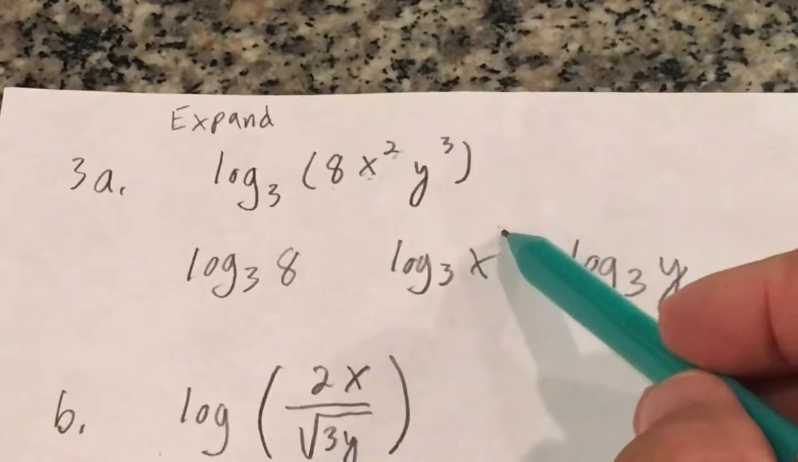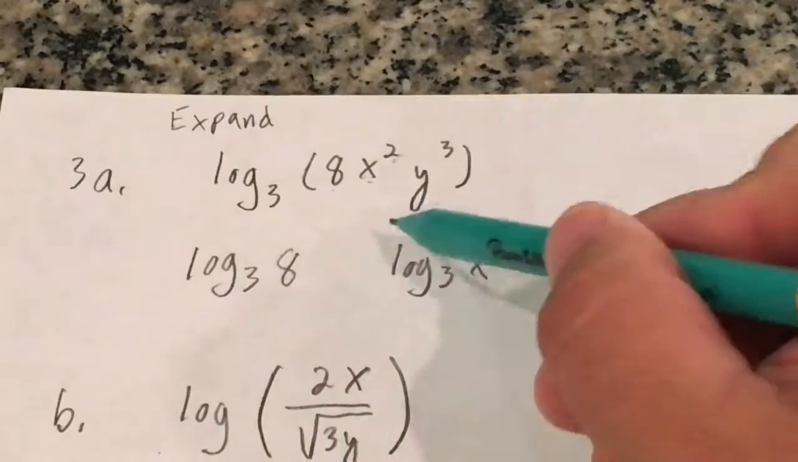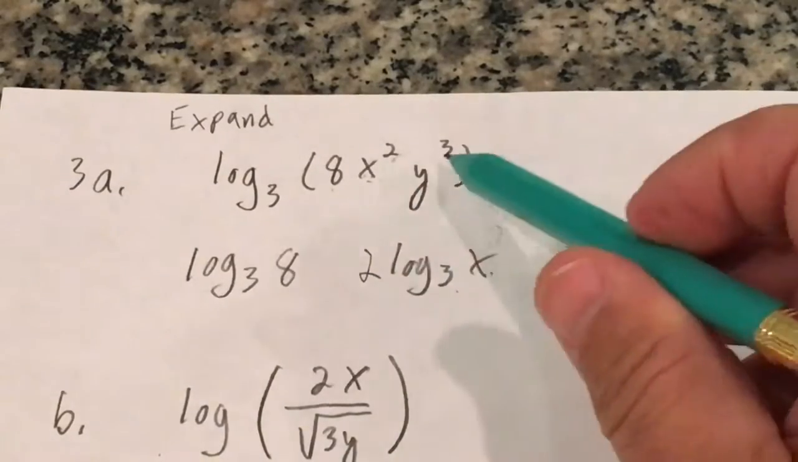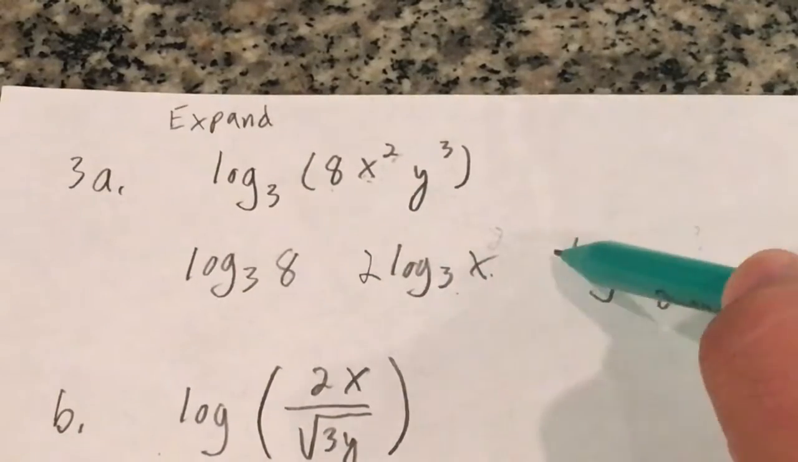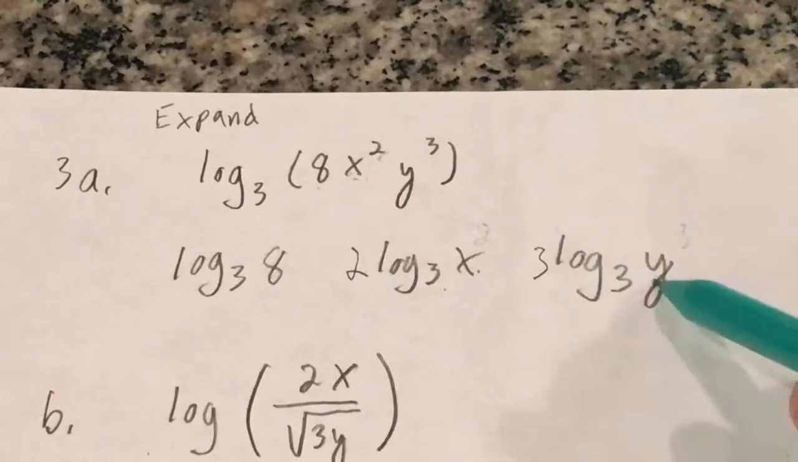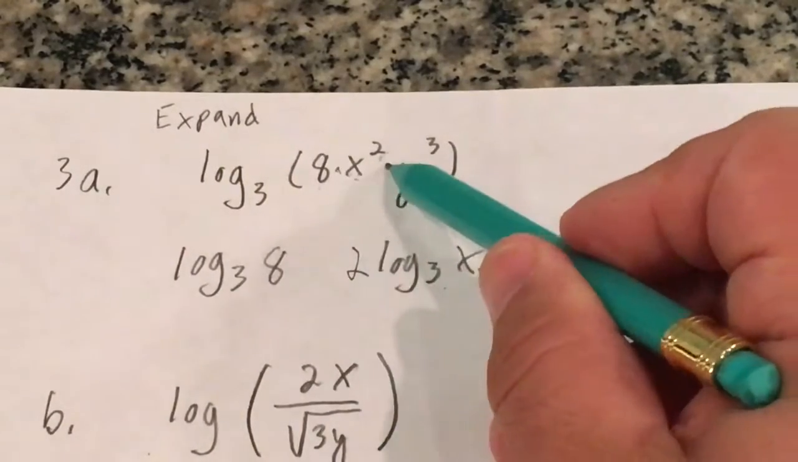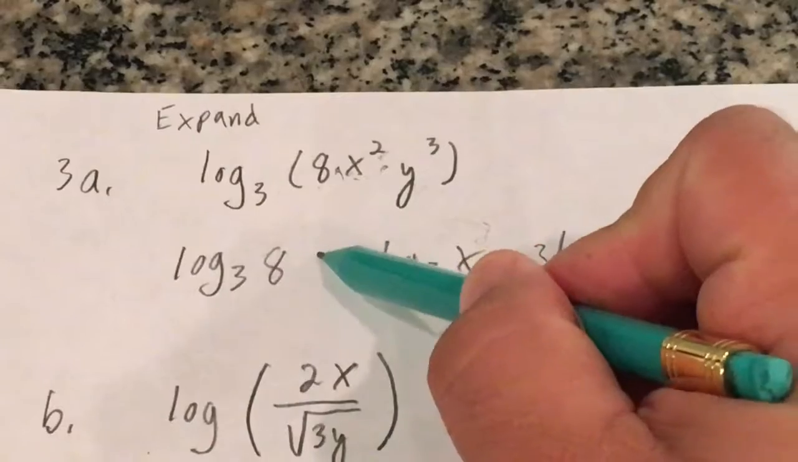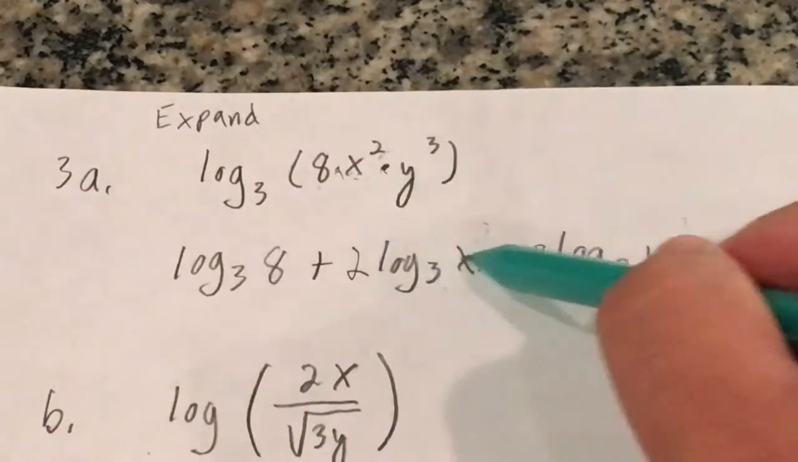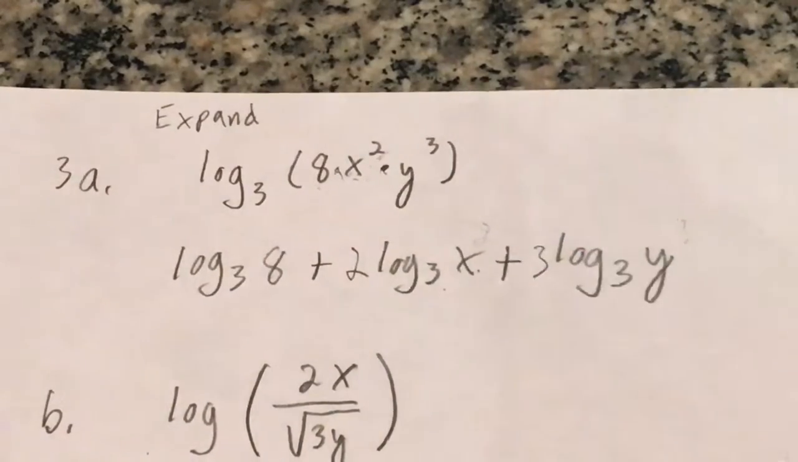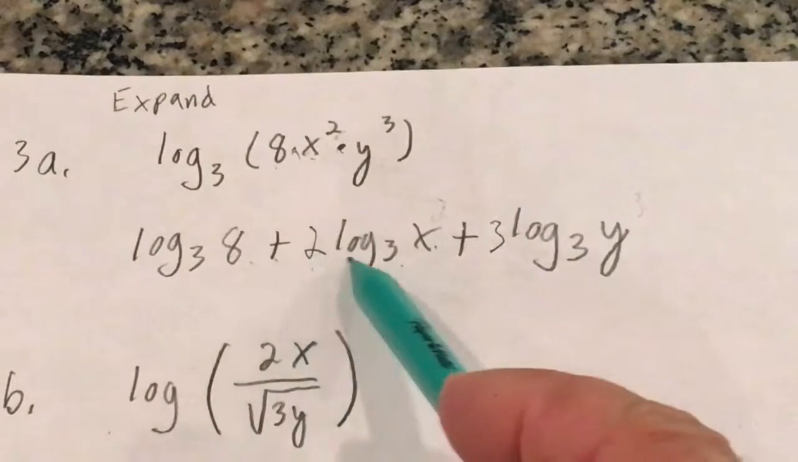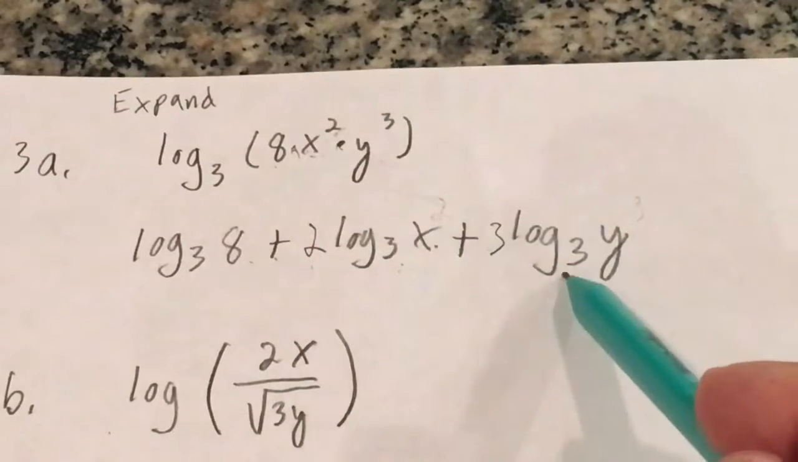So instead of writing that exponent up here, what the log does is it brings it out front. So it's going to be 2 log base 3 of x. You see that 3? Instead of writing that 3 up here, bring it out front. 3 log base 3 of y. Now, because it's just multiplying, whenever it's separated by multiplication, you have to put an addition sign. And that's it. That's the expansion. Log base 3 of 8 plus 2 log base 3 of x plus 3 log base 3 of y.